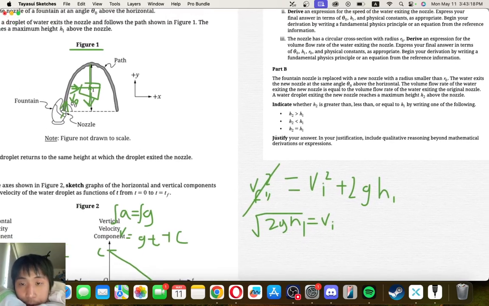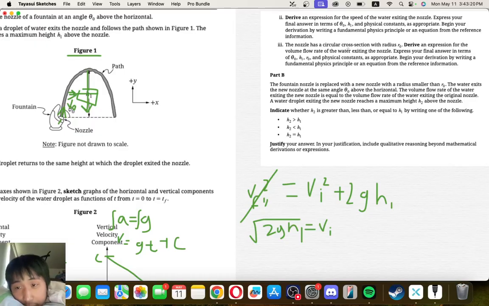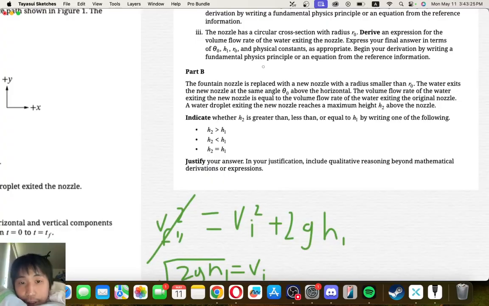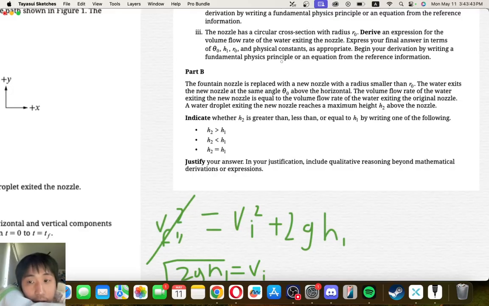Anyways, next problem. The nozzle has a circular intersection, derive an expression for the volume flow rate. Now this is where I have to say I have no clue because I don't remember my equations. I swear it's like some radius times something, radius 1 equals, I don't even know. Derive an expression for the volume flow rate. I swear volume flow rate is straight up velocity radius equals velocity radius.